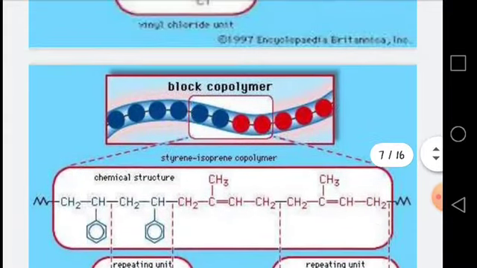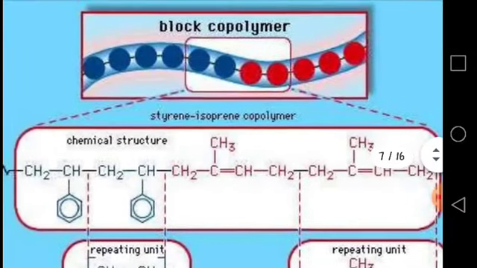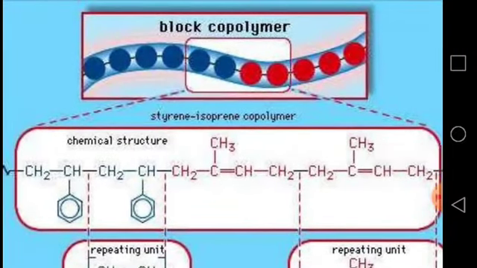Another example to understand the copolymer. In this case you can see that there are two types of monomers. One type is represented by blue color and the second type is represented by red color. So when these red monomers combine with the blue monomers, they form a long chain of polymer, and this polymer is made of two different monomers, so that's why this is called a copolymer.